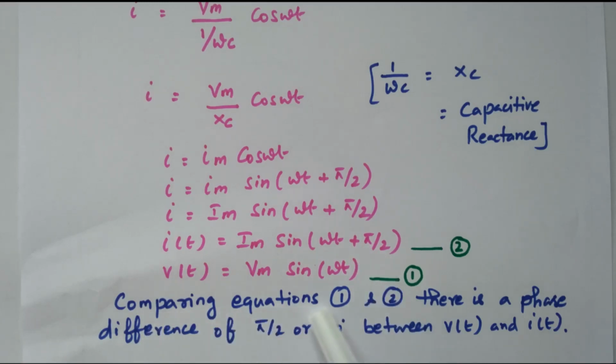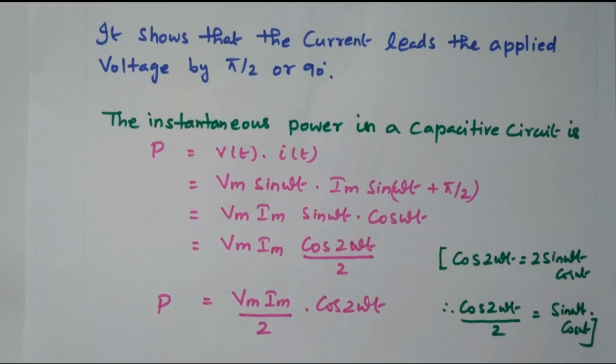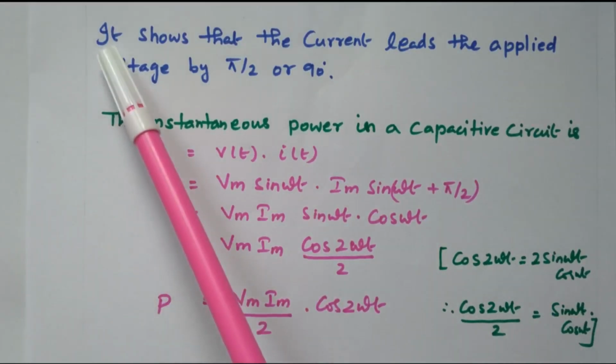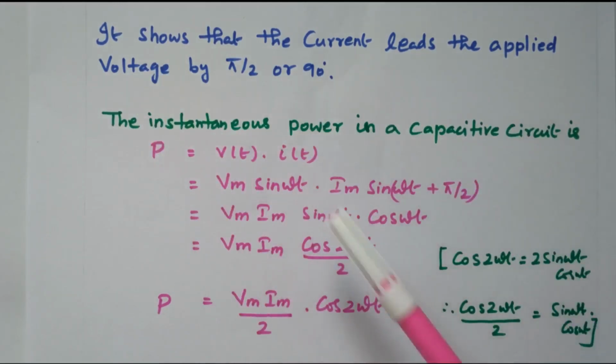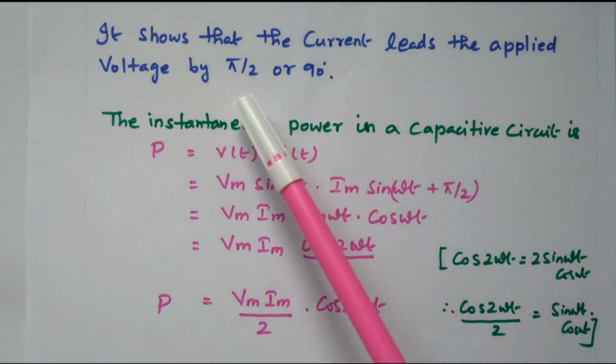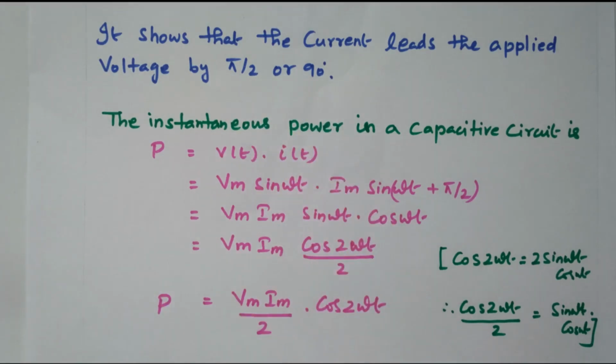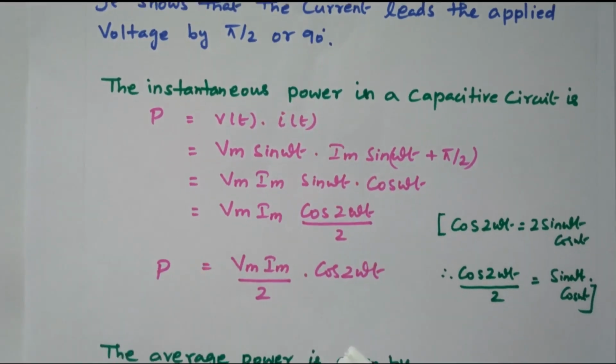So by comparing equations 1 and 2, there is a phase difference of pi by 2 or 90 degrees between voltage and current. It shows that the current leads the applied voltage by pi by 2 or 90 degrees. That is the waveform we already discussed: the current starts before the voltage by 90 degrees. So by the equation we have clearly identified that current is leading the voltage by 90 degrees. Now we'll go for the instantaneous power.